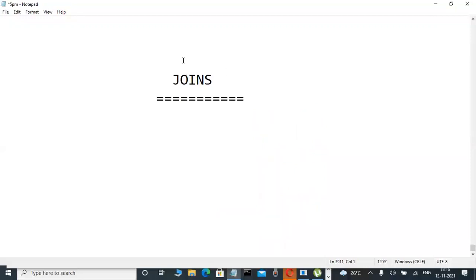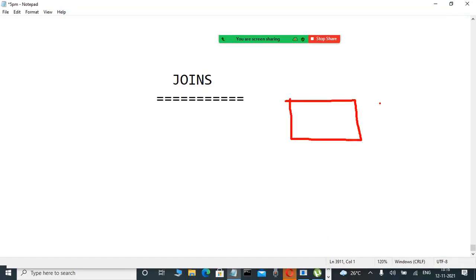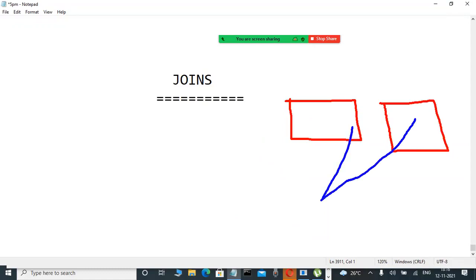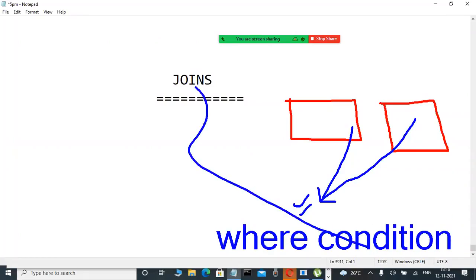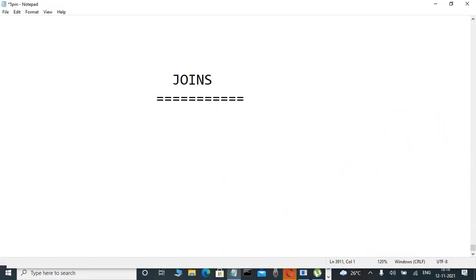But joins means, if you want to retrieve data from multiple tables, more than one table in a project, how can I retrieve the data? Retrieving data from multiple tables, we use a specialized where condition. That is called joins. Very important. Joins means a specialized where condition within a select statement.